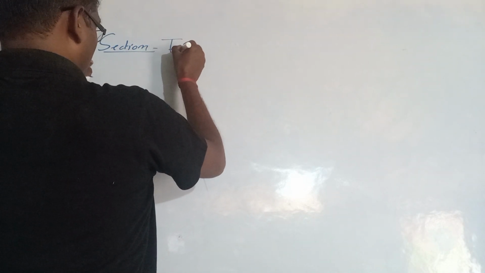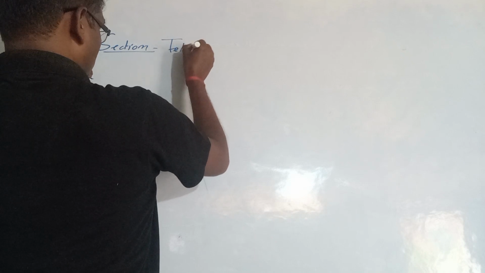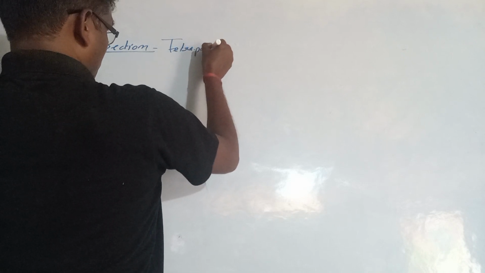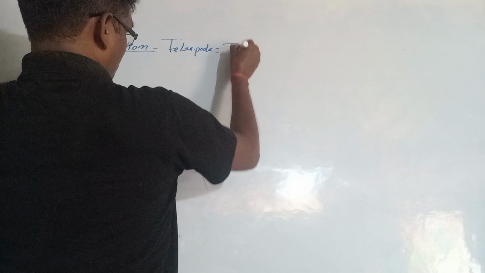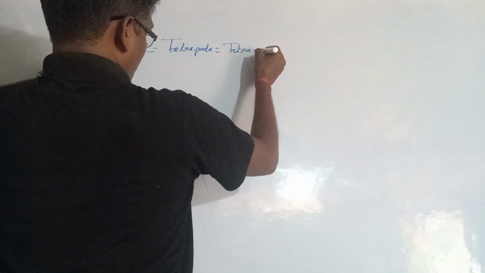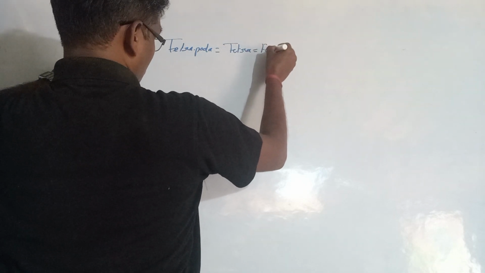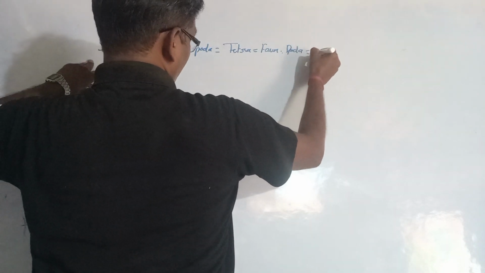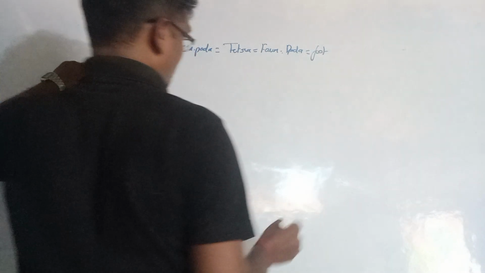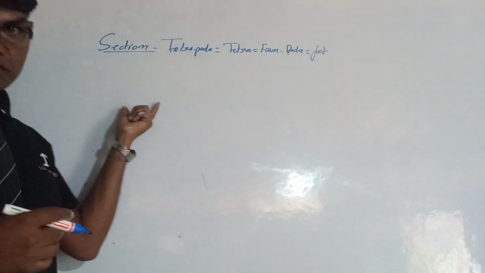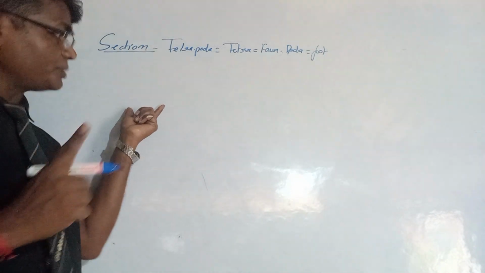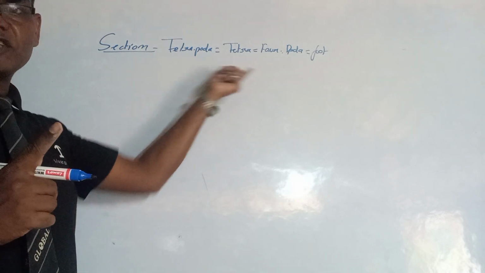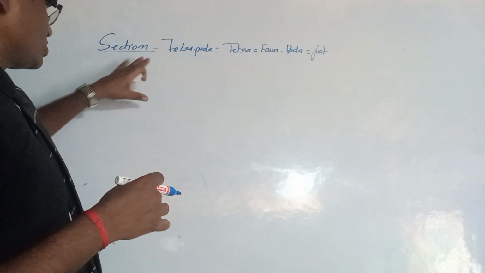Tetrapoda. Tetra means four. Poda means foot. Four-footed animals are included here, so it is said to be tetrapoda. I hope you understand the tetra and poda. Tetrapoda means these are the section tetrapoda.